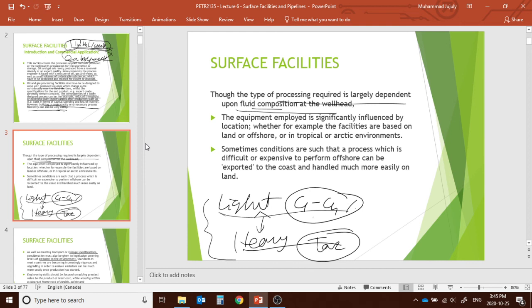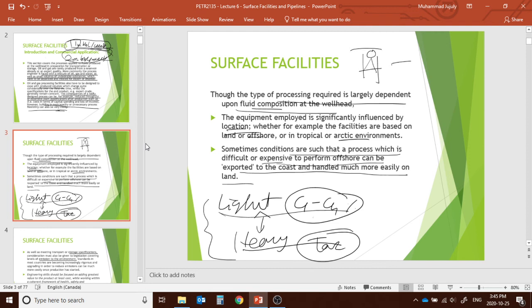Sometimes, processes which are difficult or expensive to perform offshore can be exported to the coast to be handled much more easily on land. What does that mean? That means location is another very important factor. If your field is offshore or in an Arctic environment, you have to take special design considerations.